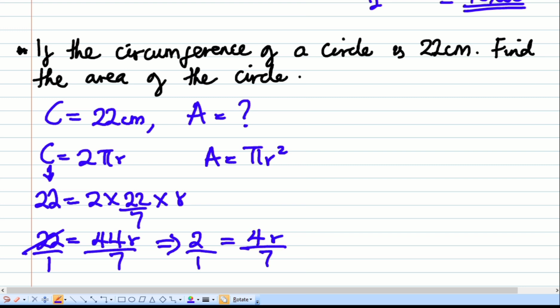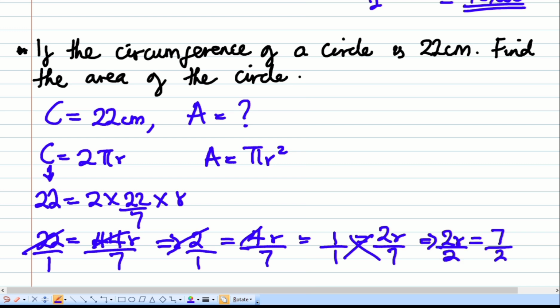So we divide again. 2 can divide 2 and 4. So if you cancel 2, 2 into itself is 1. That's 1 over 1 now equal to 2 into 4 is what? 2. So we have 2r over 7. Finally, we just cross multiply. So this will give us 2r times 1 is 2r, rather. Then 7 times 1 is 7. Just divide both sides by the coefficient, which is 2. So that our radius is 7 over 2 cm. So this is the radius of the circle. So from this now we can get the area.